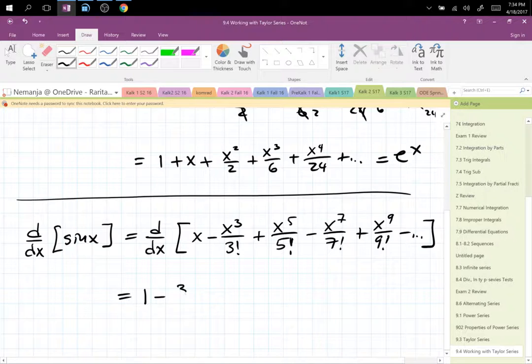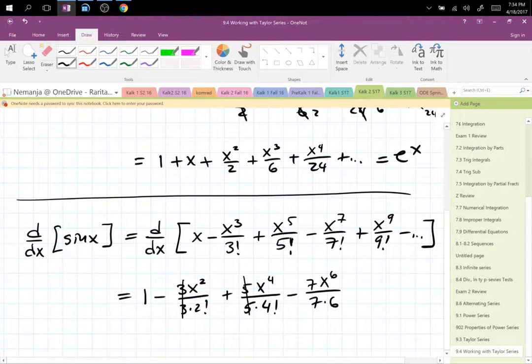So now as I'm taking the derivative, the derivative of x is 1, minus 3x squared over 3 times 2 times 1, right? So 3 dies. Plus 5x to the 4th over 5 times 4 factorial, so 5 dies. I peel off only 1. How about I leave this as a 2 factorial here? 7x to the 6 over 7 times 6 factorial, so 7 dies. Plus 9x to the 8 over 9 times 8 factorial, 9 dies.